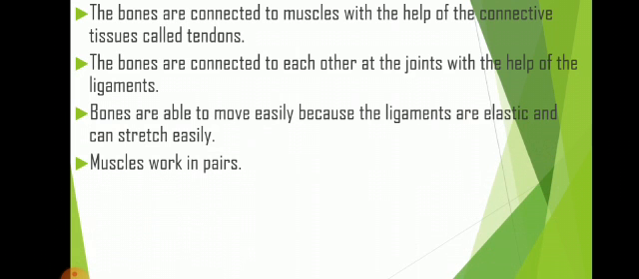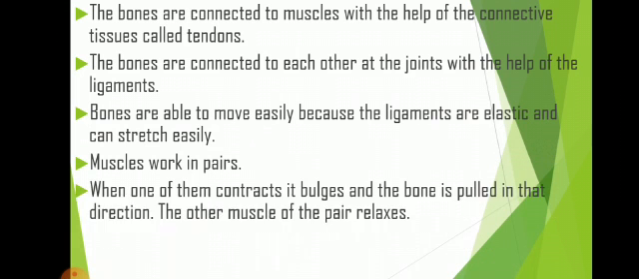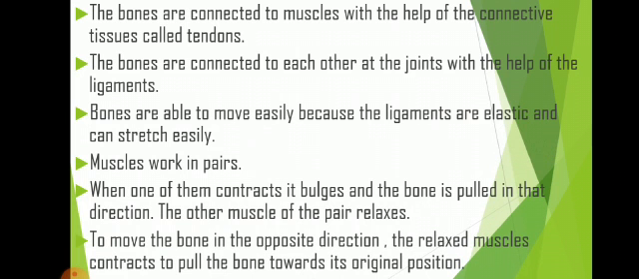Muscles work in pairs. All the muscles work in pairs. When we are moving our leg, automatically our hand, our full body structure is moving. When one of them contracts, it bulges and the bone is pulled in that direction. The other muscle of the pair relaxes. To move the bone in the opposite direction, the relaxed muscle contracts to pull the bone towards its original position.